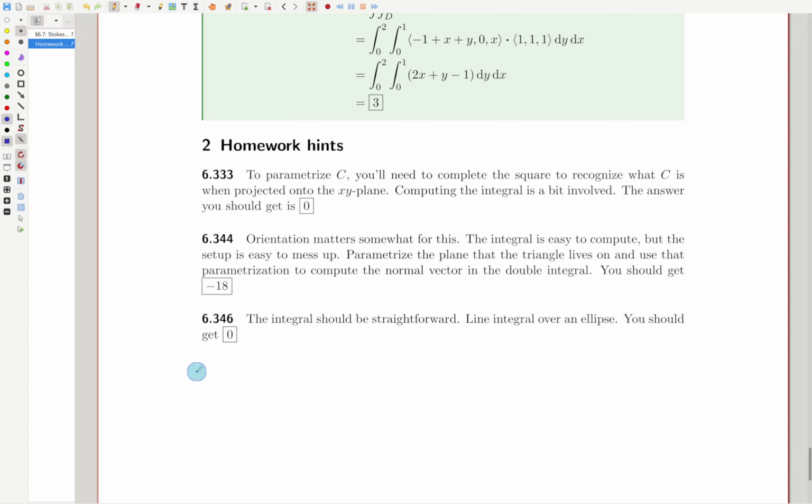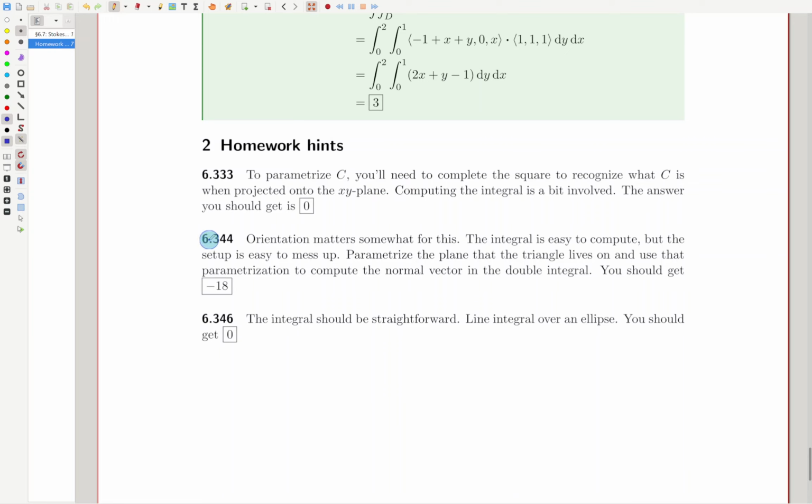But the main part about this is setting things up. With this one, setting it up took me a bit to figure out exactly what was going on. Basically, you're given C as the intersection of two surfaces, and you have to equate those two things and then complete the square in order to be able to set up a parameterization for that curve. Otherwise, I wouldn't say it's obvious how to parameterize it without doing that. Once you can parameterize it, then you can set up the integral for Stokes to work.